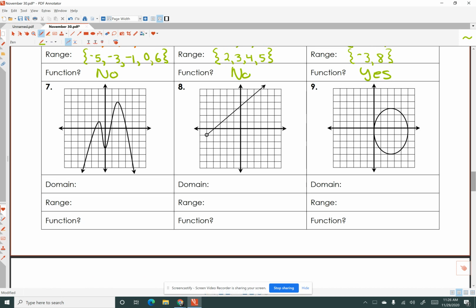And number 7, let's look at the domain and let's look at the range. So the domain, we're looking at the x-axis, okay, from left to right. And this function goes on to infinity, both negative infinity and positive infinity. So the domain is all real numbers.